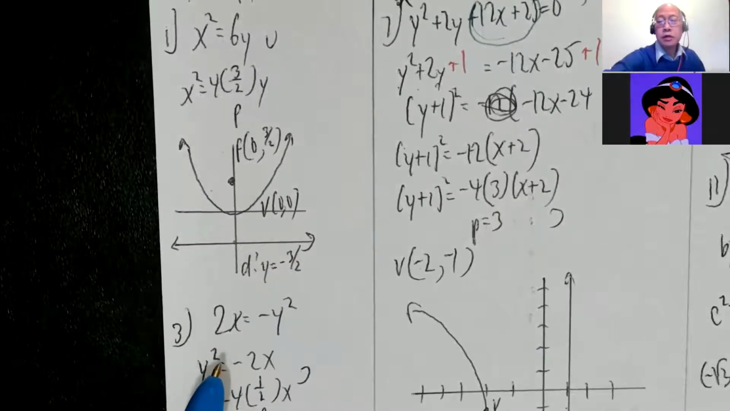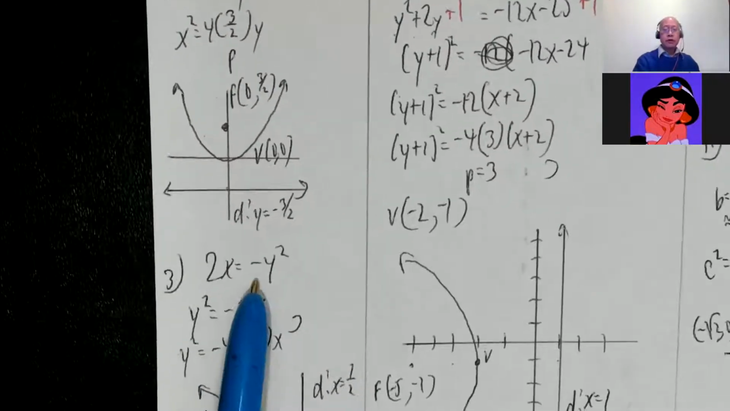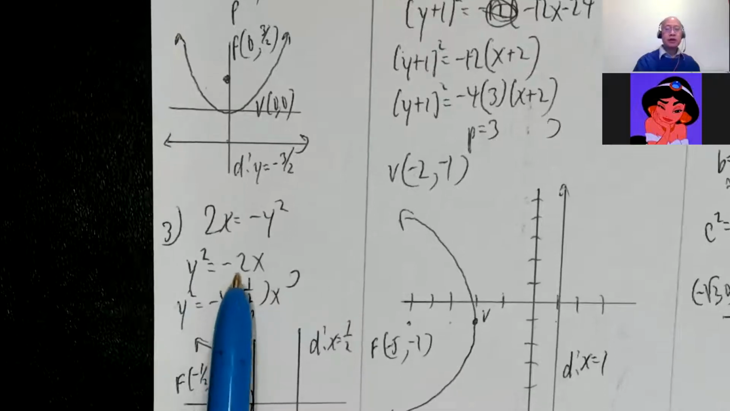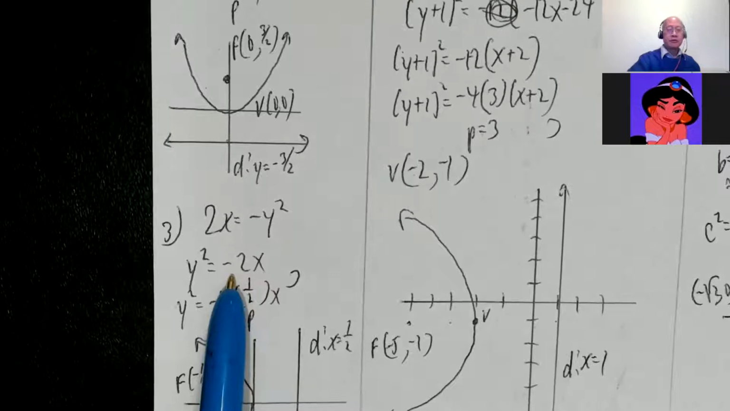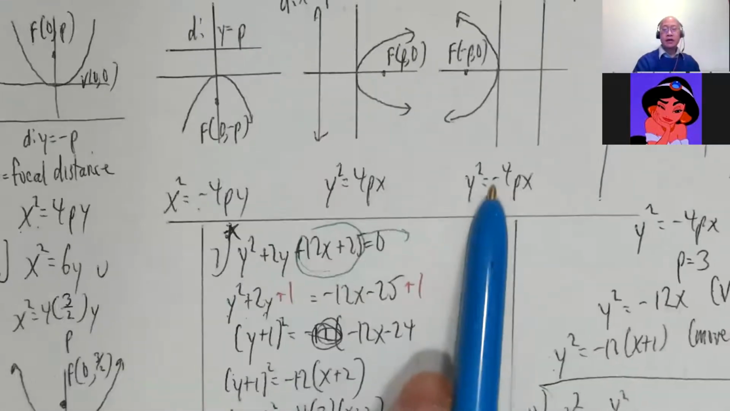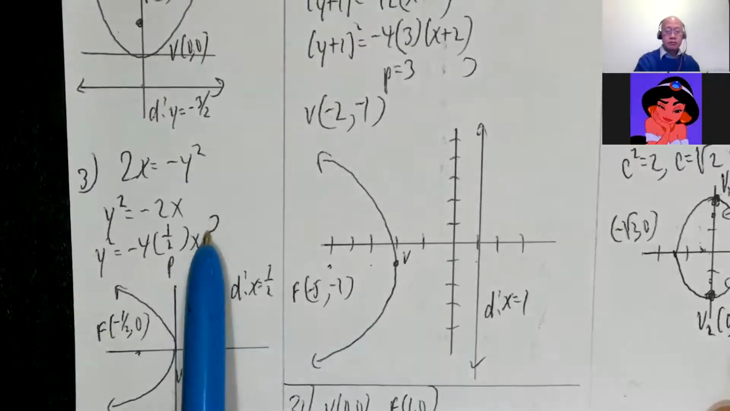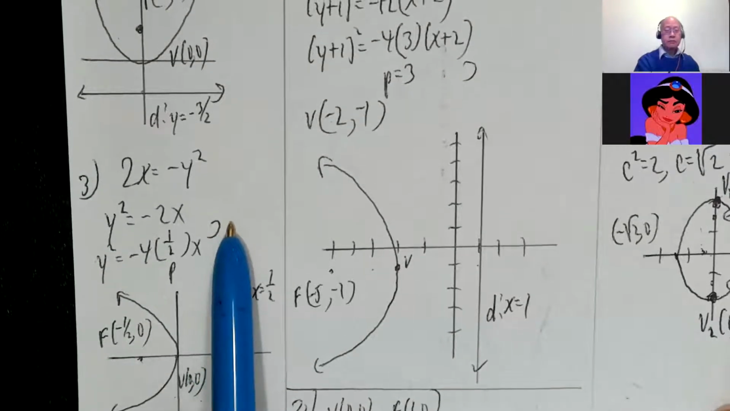Okay, here's number 3. 2x equals negative y squared. All right, it's y squared equals negative 2x. So it's squared in y, not in x, and there's a negative. So it's this one. So I know it's going to open to the left. So this tiny little backward C tells me I'm going to graph it this way.